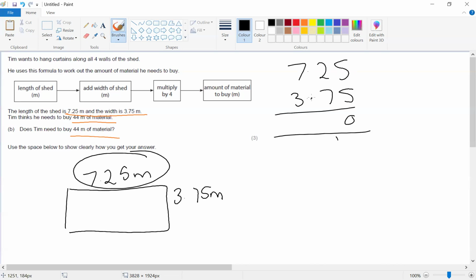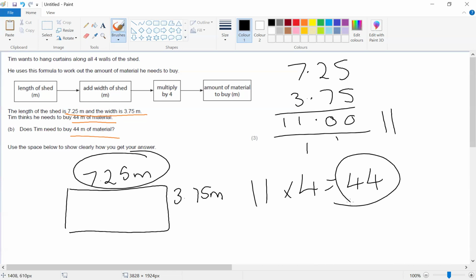7 plus 2 is 9, plus another 1 is 10. 7 plus 3 plus 1 is 11. So my answer is 11.00 or just 11, because the zeros aren't adding anything to my number. Then I'm going to multiply that by 4. So 11 times 4 is 44, and that's the amount of material in meters that I need to buy.